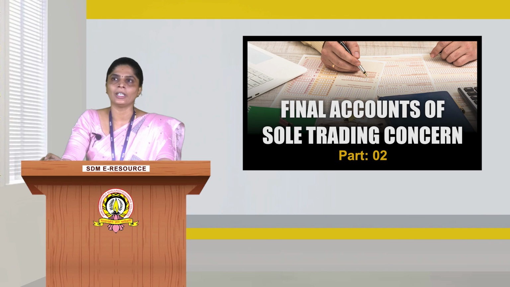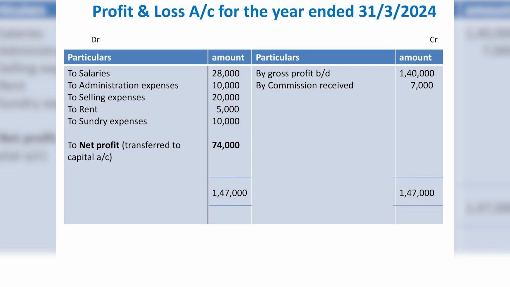Profit and loss account for the year ended 31st March 2024. On the debit side there are 2 columns, particulars and rupees. Credit side, 2 columns, particulars and rupees or amount. To salaries rupees 28,000, to administration expenses rupees 10,000, to selling expenses rupees 20,000, to rent paid rupees 5,000, to sundry expenses rupees 10,000. These are the expenses incurred during the year, and the total of the expenses is rupees 73,000.